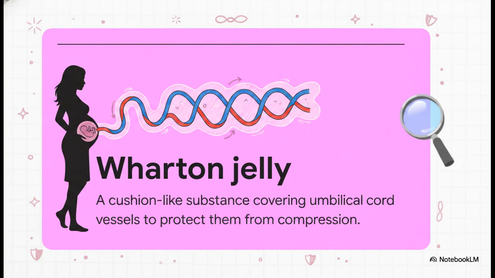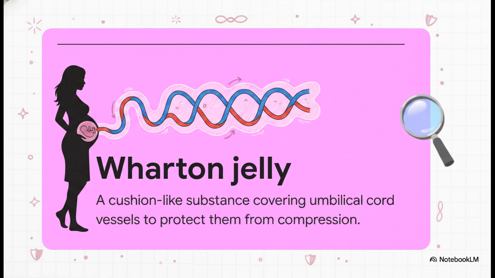Connecting the fetus to this amazing placenta is, of course, the umbilical cord. The literal lifeline. Let's highlight a massive, non-negotiable rule for your nursing exams regarding the structure of the cord. Just remember the mnemonic AVA, artery, vein, artery. The cord normally contains two arteries that carry deoxygenated blood and waste away from the fetus, and one single vein that returns oxygenated, nutrient-rich blood to the fetus.